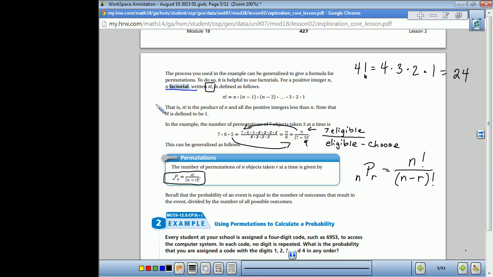And I think I skipped something when I went over this. I did. It's highly important. Let's go back up here for a second. I said this, that n factorial is a product of n times all the positive integers that are less than n. But we have to define 0 factorial. How many different ways can I arrange nothing? One. So 0 factorial is equivalent to 1.